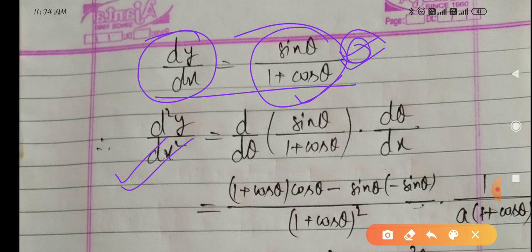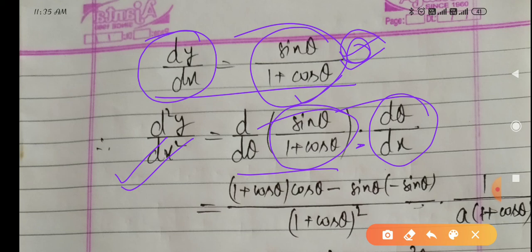So d upon d theta first, d upon d theta of the RHS multiplied by d theta upon dx. You have to keep this step in mind because it is in terms of theta. So first you differentiate RHS with respect to theta and multiply by d theta upon dx. In every question of such type you have to do like that.